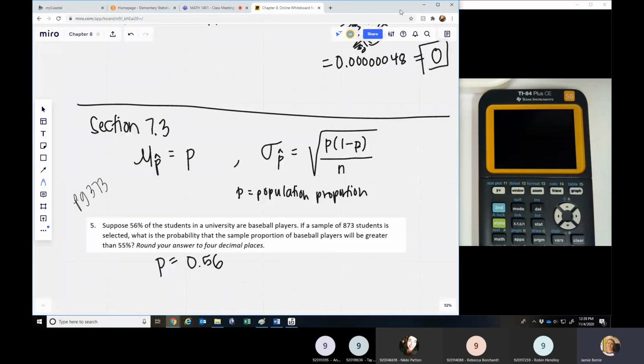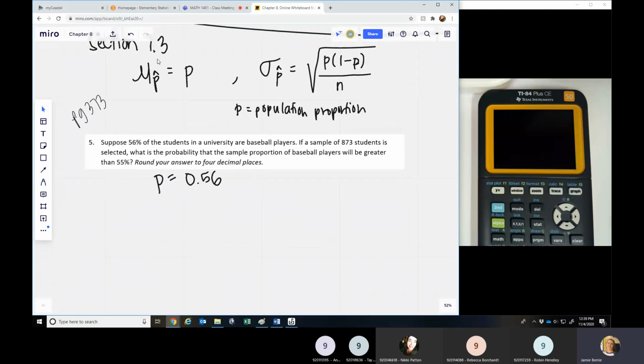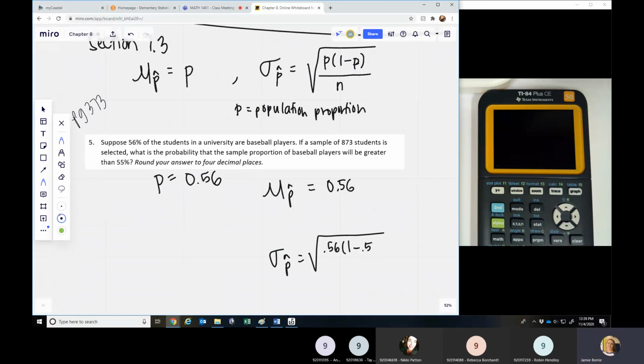I'm going to go ahead and draw the picture. Well, actually, first I need to compute these 2 things, right? I can't draw my picture until I know my mean. So I'm going to go ahead and compute those 2 things. The mean is just the population proportion, which is 0.56. And then the standard deviation is the square root of p times 1 minus p, so that's 0.56 times 1 minus 0.56, divided by the sample size, which was 873. Really big sample.